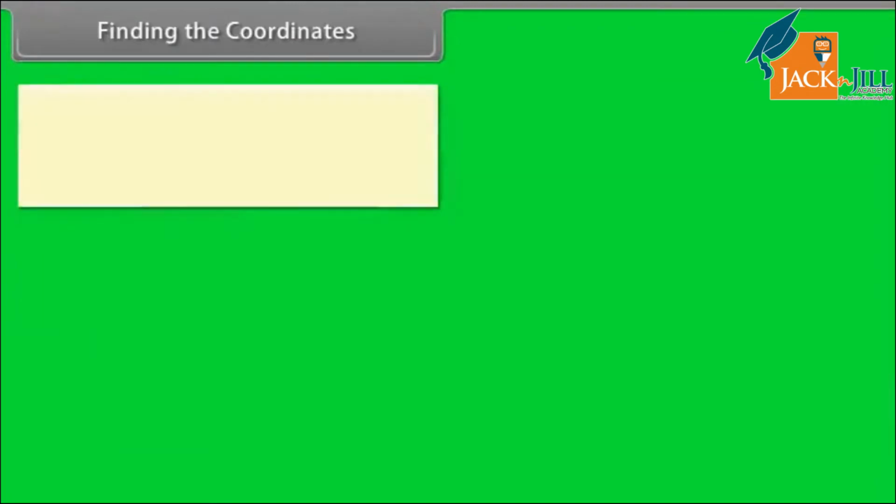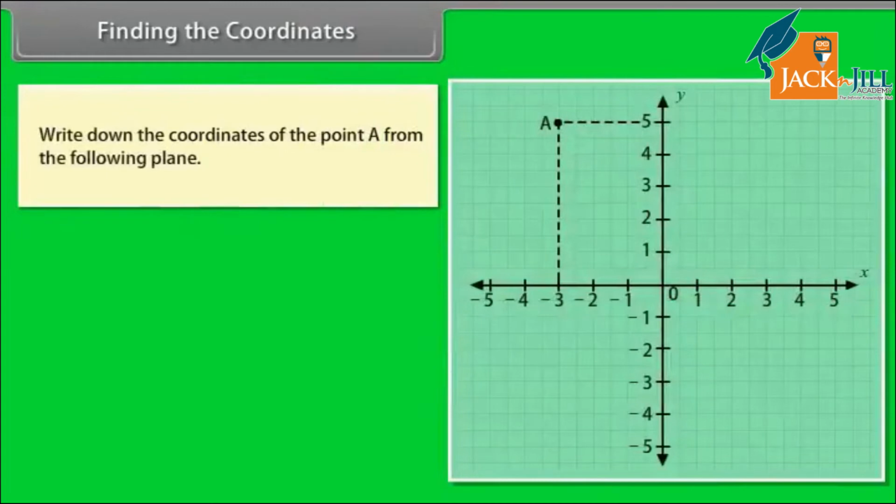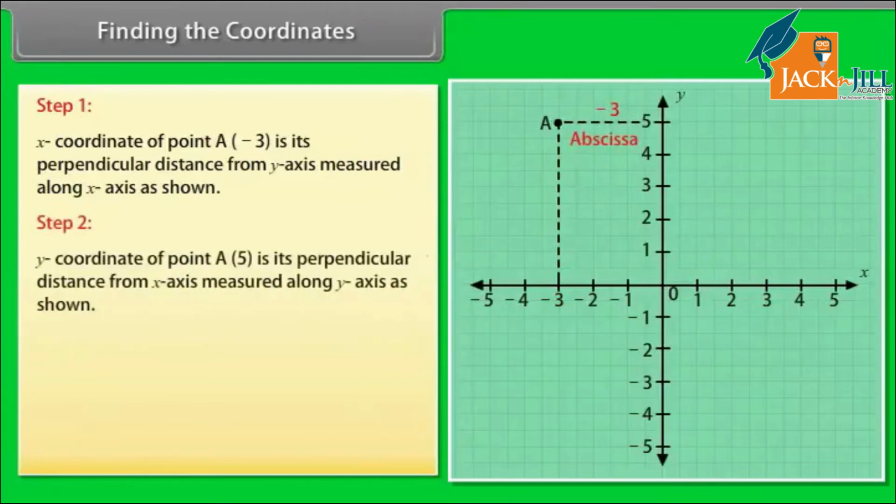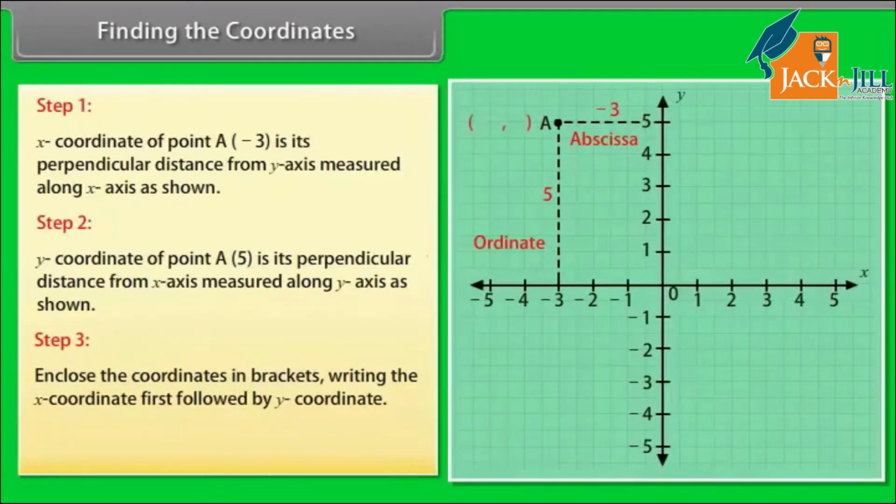Finding the coordinates. Write down the coordinates of the point A from the following plane. Step 1. X-coordinate of point A is -3. It is its perpendicular distance from y-axis measured along x-axis as shown. Step 2. Y-coordinate of point A is 5. It is its perpendicular distance from x-axis measured along y-axis as shown. Step 3. Now, enclose the coordinates in brackets by writing the x-coordinate first, followed by the y-coordinate. Thus, the coordinates of point A are (-3, 5).